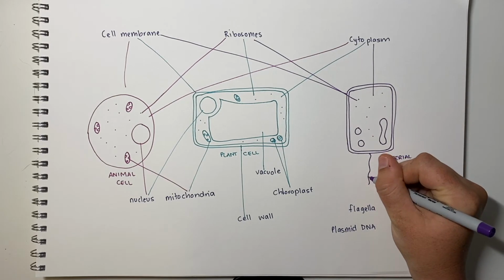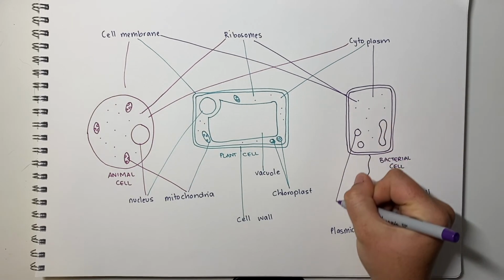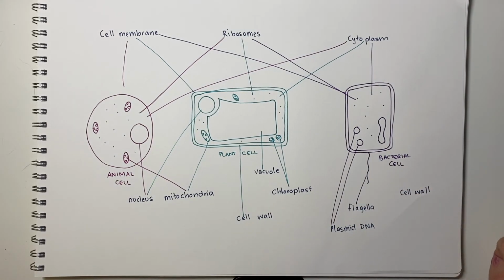Flagellum is a tail that allows bacteria to move towards nutrients and away from toxins. Bacteria cells can have more than one flagellum. Plasmid DNA are small loops of DNA that can be passed between bacteria.